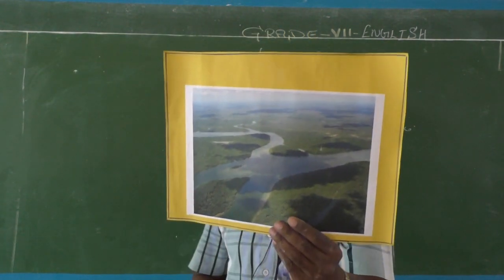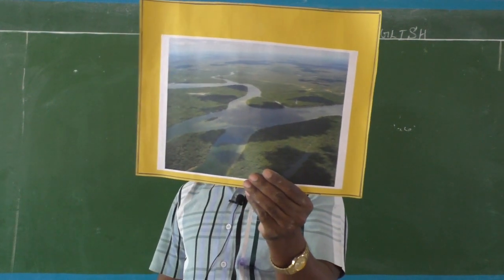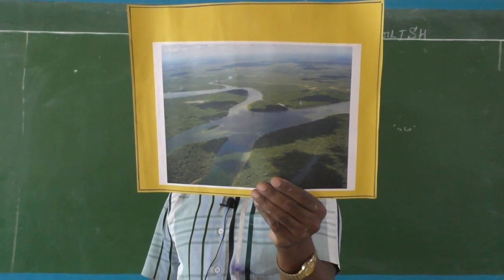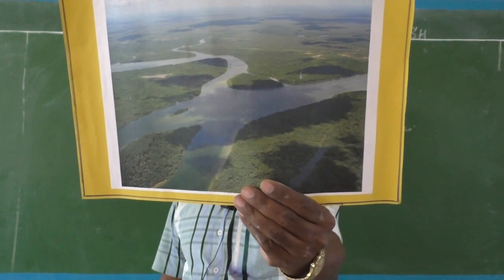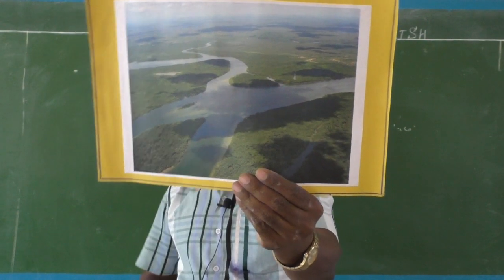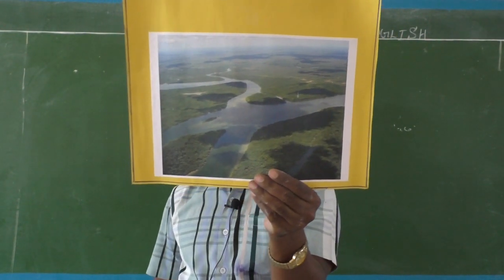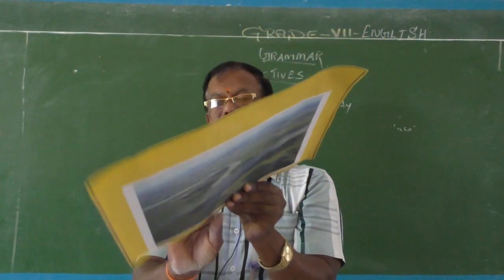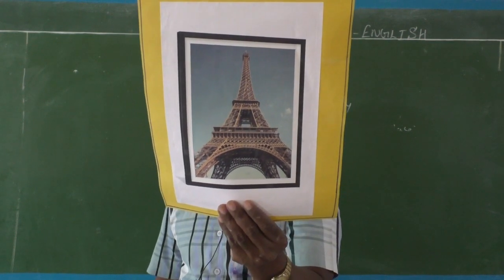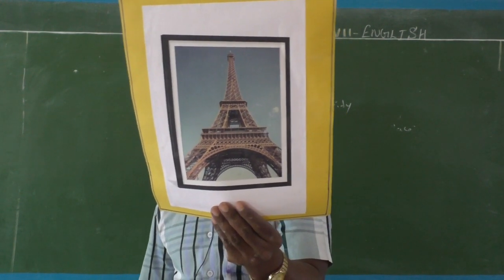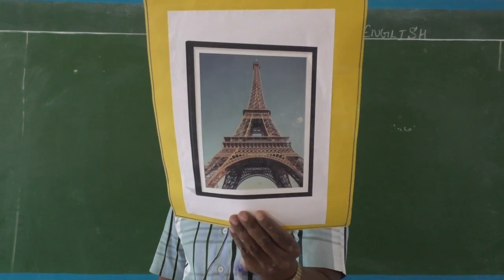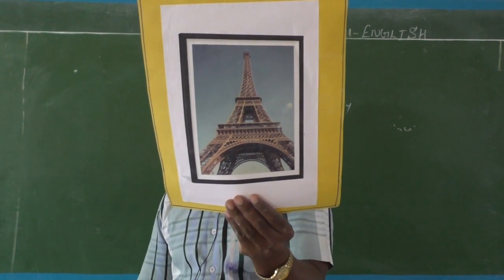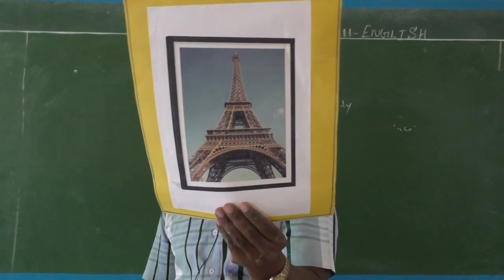Here, see the picture. It's a picture of a river. The name of this river is Nile. This is the longest river in the world. So the word longest here is used as an adjective of quality to describe the quality of the river Nile. Here we use the tallest or highest as an adjective of quality to describe the quality of this Eiffel Tower, the highest tower, the tallest tower in the world.